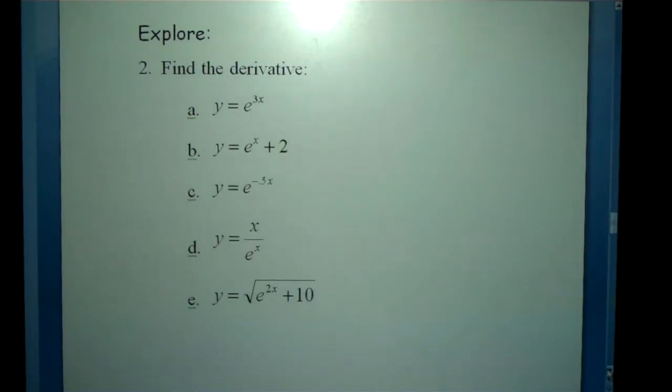So, using those notes, see if you can find the derivative of A through E. A says y equals e to the 3x. B says y equals e to the x plus 2. C is y equals e to the negative 0.5x. D is y equals x divided by e to the x. And E, y equals the square root of e to the 2x plus 10.